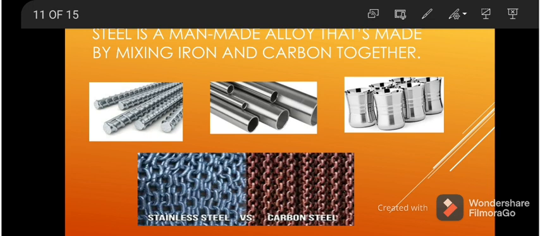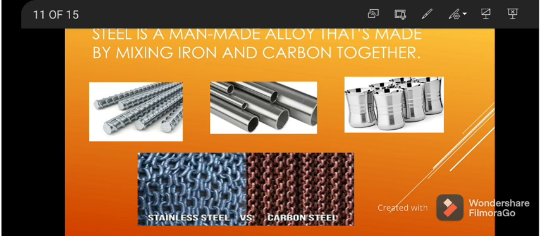Now you see various figures here. I have shown 5 figures. The first is the steel rods used for construction of RCC buildings. Second are the tubes, the stainless steel tubes. Third, vessels, commonly used, which we call a stainless steel cup or glass. They don't have any stains, and they have shining properties. And the below two are stainless steel versus carbon steel. That means one chain is stainless, another is carbon steel.